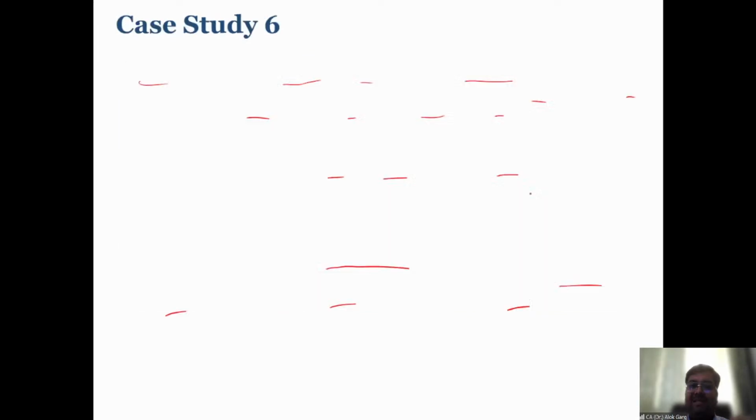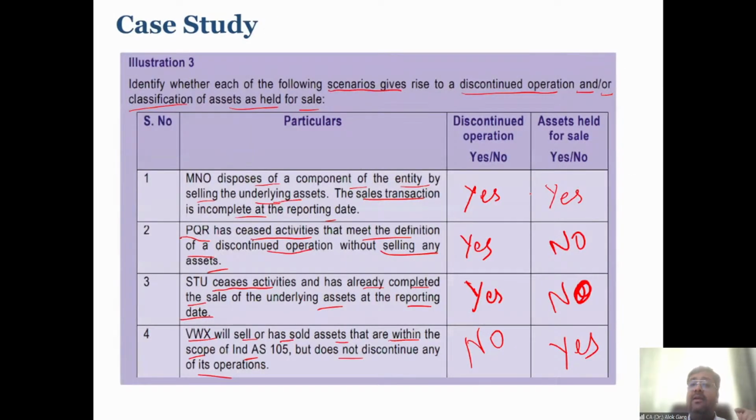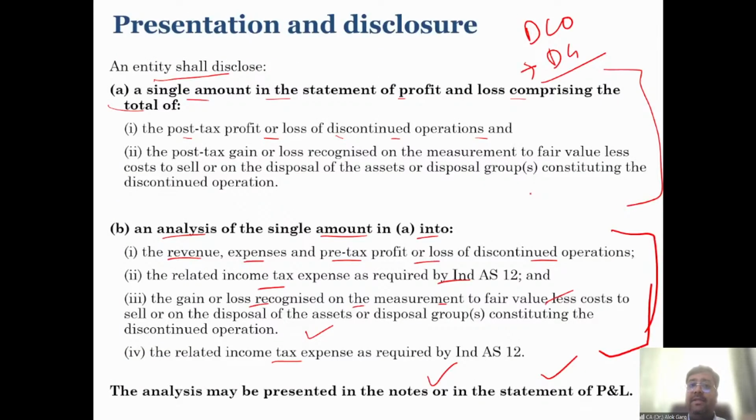We have discussed one of the examples. Then again, this case study 6, from ICAI study material, right? In detail, then presentation and disclosure requirement in a summarized manner, and detail in the notes to accounts, or detail in the P&L itself. Okay.